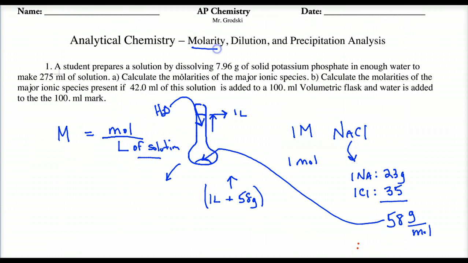Okay, so that's molarity, and we're using moles, and from grams and moles from the periodic table and formula mass we can go back and forth. But it's a way of looking at a solution and linking the mole concept into a solution.